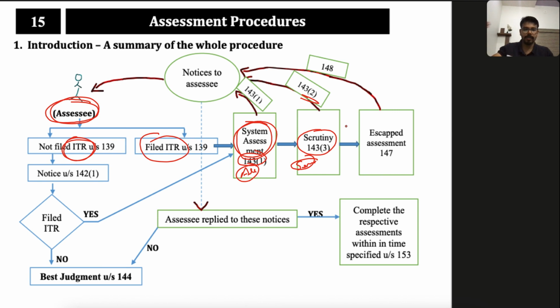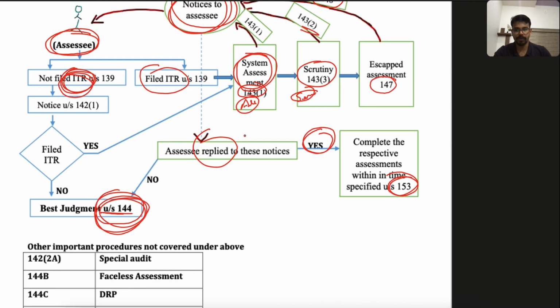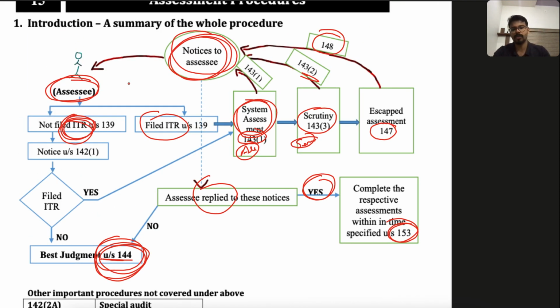And certain assessments are already done, but then the department thinks that some income has escaped, then they can do the assessment under 147. For that, they will be issuing notice under 148. Under these sections, they will be issuing notices. If they have replied, then they can complete the assessment as per 153. But if they have not filed the ITR, or have not given a reply to these notices, then the other option the department has is 144, best judgment, okay. I'm not going into detail as in regular classes. I'll be discussing only the amendments, so for having an idea, I've given a small summary here.